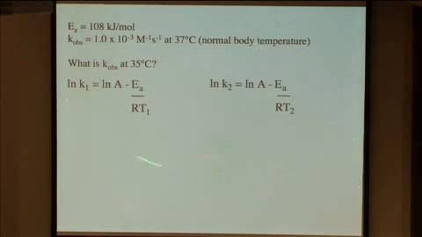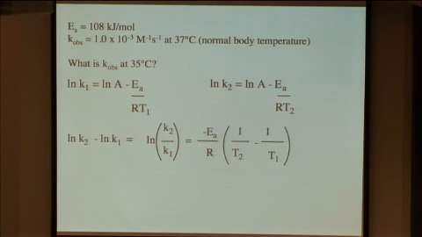Now we can combine these equations. Natural log of A cancels out. It's not temperature dependent, so it doesn't stay in here. And so we can solve. We can subtract these two, or that's equivalent to dividing them. And so natural log of rate constant 2 over rate constant 1 equals minus the activation energy over the gas constant times this temperature term.